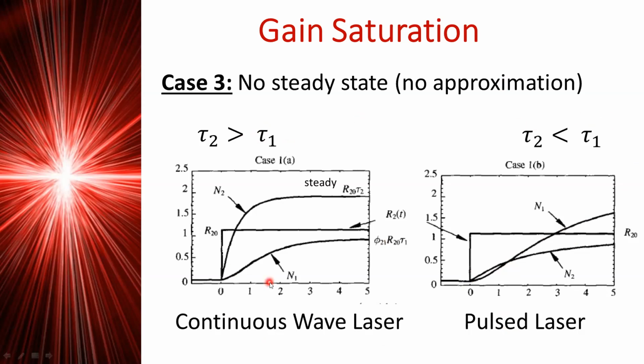The issue is now related to the condition. You have a laser whenever N2 is greater than N1. If you put tau 2 greater than tau 1, then you will have a laser all the time. If you put tau 2 smaller than tau 1, then you will have a period of laser, and then stop, then a period of laser, and then stop. Or what we can call a pulsed laser.